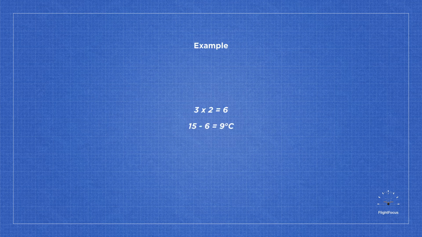For example, 3 times 2 is 6, so when subtracted from 15, that gives you a standard temperature of 9 degrees. Now we have the ISA temp. Let's subtract it from the outside temperature to get a result of 23 degrees, then multiply by 120 to get 2,760. Now 2,760 plus the pressure altitude of 4,160 will give us a density altitude of 6,920 feet.